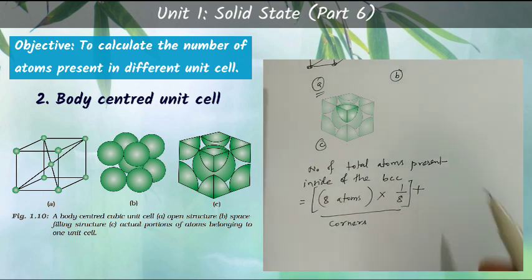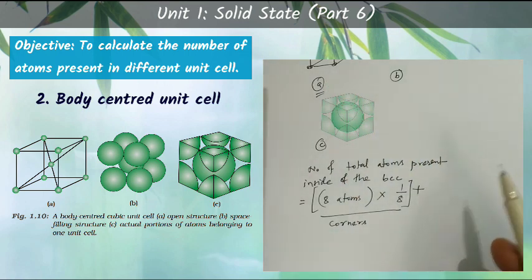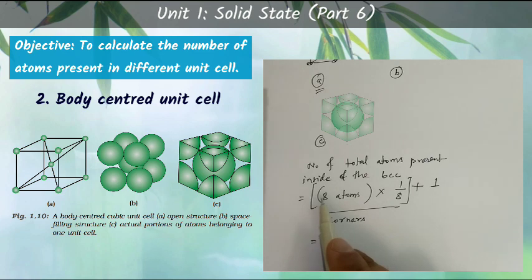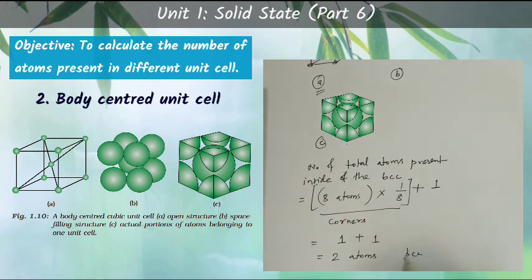Okay, 8 corners. And additionally we know that one atom will be present inside, at the center of that unit cell. So there will be one additional body centered atom. So total how many atoms will be present? From the corners it will be 1, plus 1 atom will be coming from the body centered. Okay, so total we have 2 atoms inside that BCC unit cell. Understand?